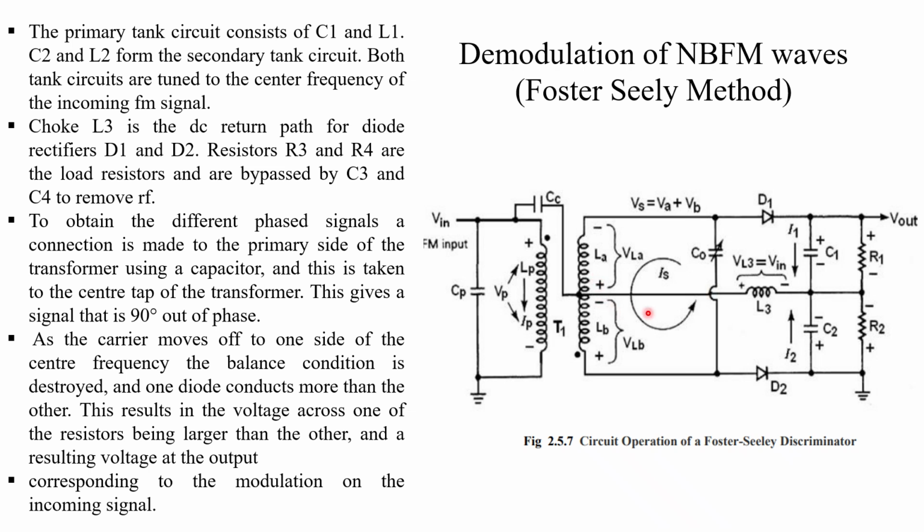As the carrier moves off to one side of the center frequency and the balance condition is destroyed, one diode conducts more than the other. This results in a voltage across one of the resistors being larger than the other, and a resulting voltage at the output, right? So corresponding to the modulation on the incoming signal.